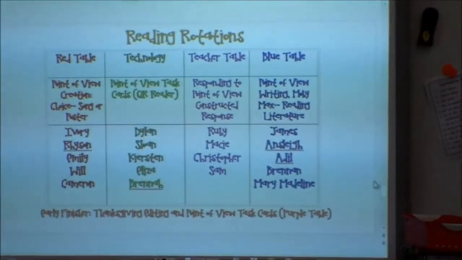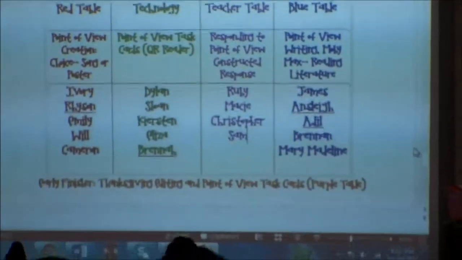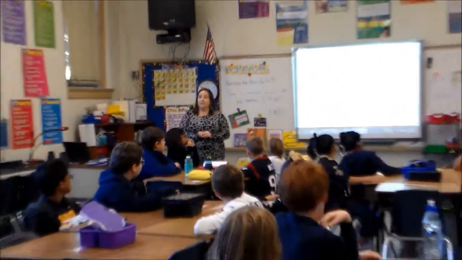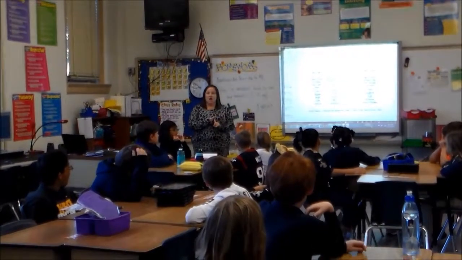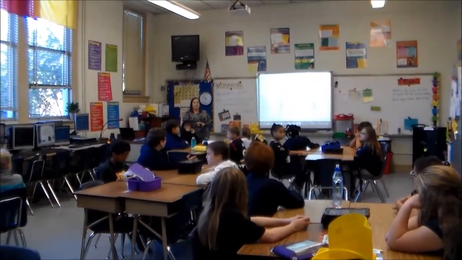Okay, at the red table today, you are going to use a song or a poster, including first, second, and third point of view. You have the choice. You can work to create a song, or you can work to create a poster. Are there any questions about the red center?